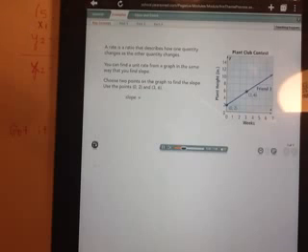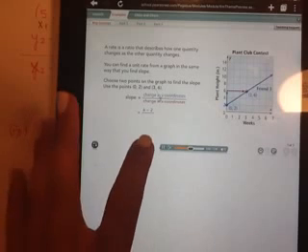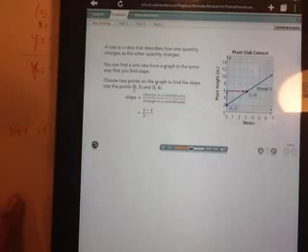Slope is equal to the rise over run. Or said another way, the change in y-coordinates divided by the change in x-coordinates. Using the points (0, 2) and (3, 6), the change in y-coordinates is 6 minus 2. The change in x-coordinates is 3 minus 0.